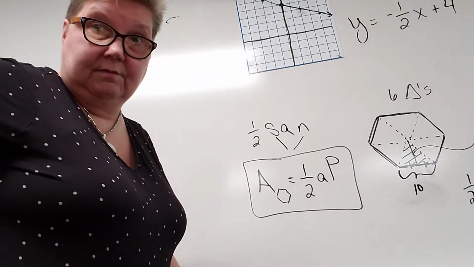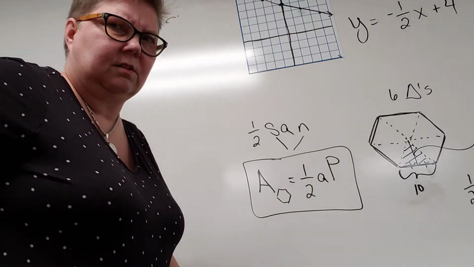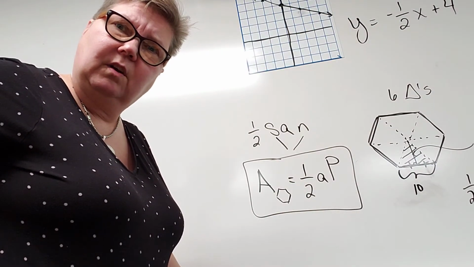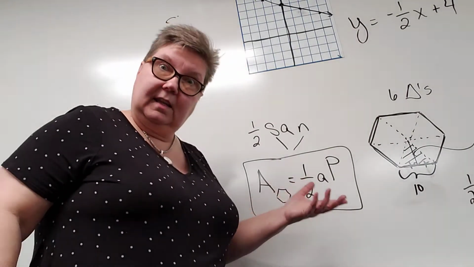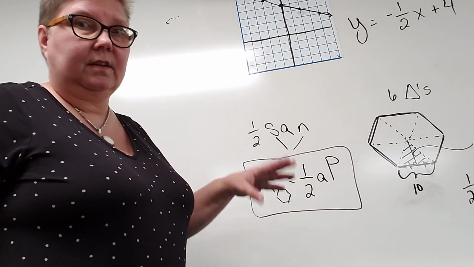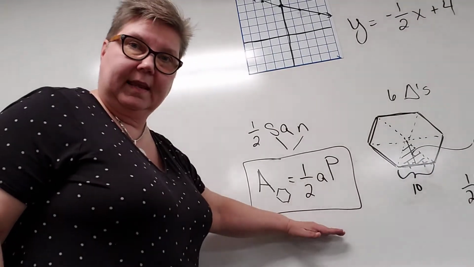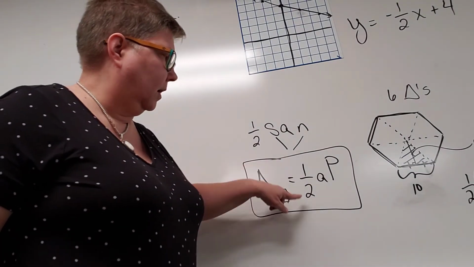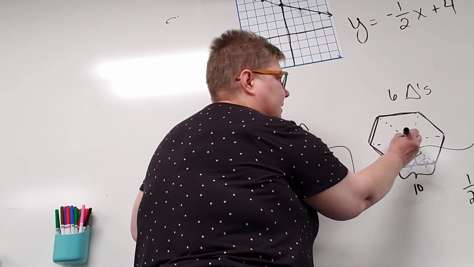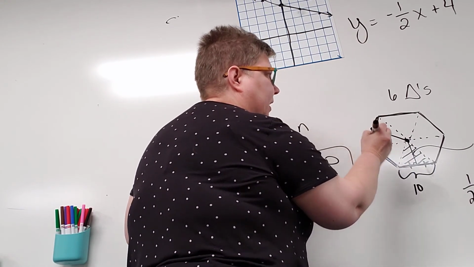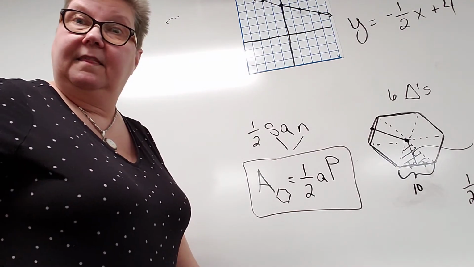It works if it's regular, meaning that all the sides are the same. Once it starts warping into different shapes, then that doesn't work as much, because you have to find each individual triangle and then add them together, and it's a real pain. So this is for regular polygons: 1/2 the apothem times the perimeter. The apothem again is what comes from the center to the midpoint of the side. And that's what you should learn from the exploration.